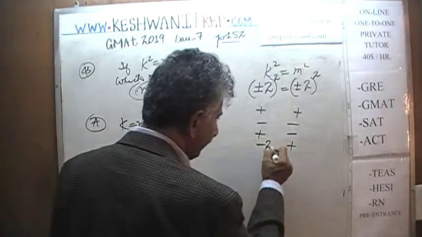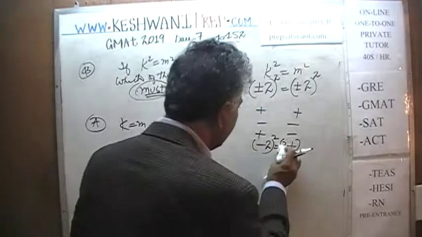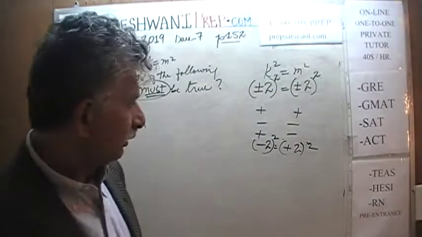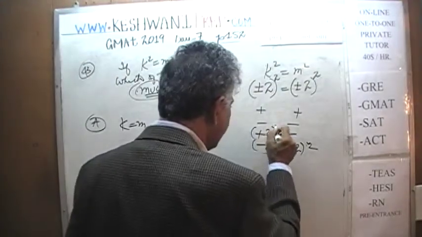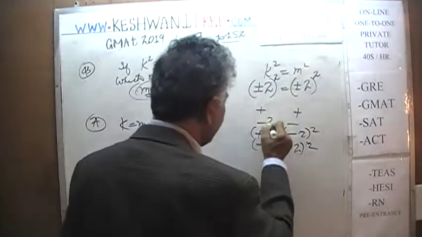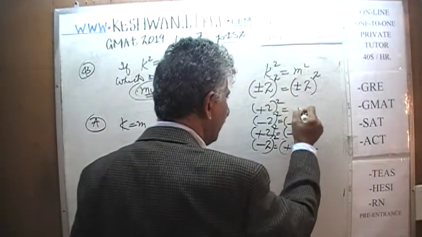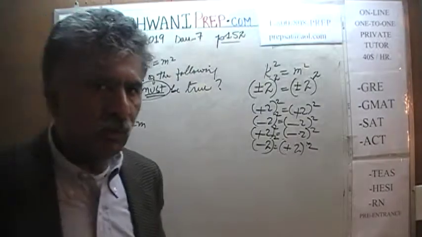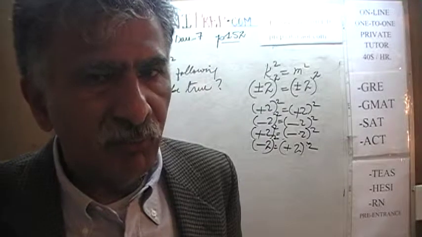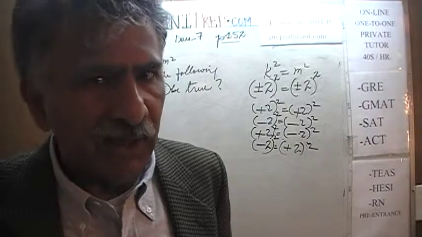In other words, negative 2 squared would equal 2 squared. Oh, I meant to put the 2 after the plus sign. You see, these two quantities are equal. So is this quantity, positive 2 squared is equal to negative 2 squared. And so is the other quantity, negative 2 squared would equal negative 2 squared, and positive 2 squared also equals positive 2 squared. All we know is that the squares of the two quantities are equal, but that leaves us with four scenarios. It does not make it clear what they are individually.